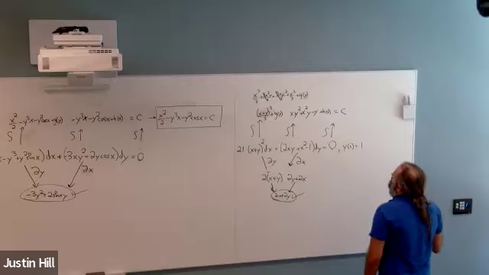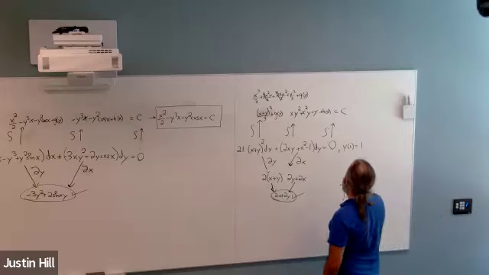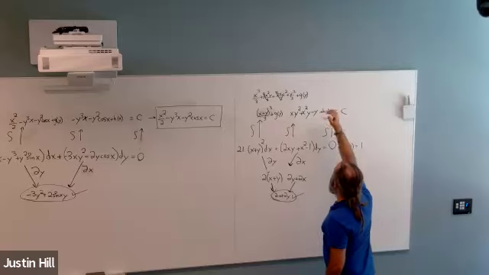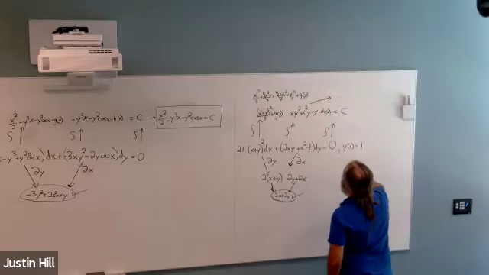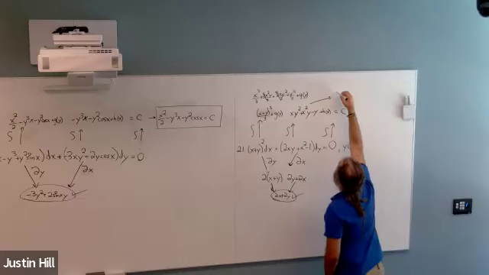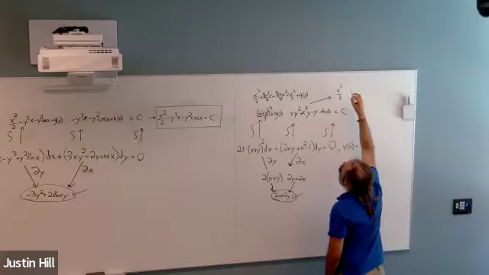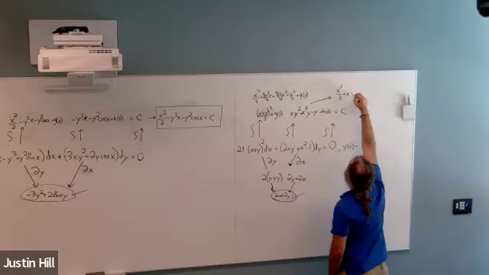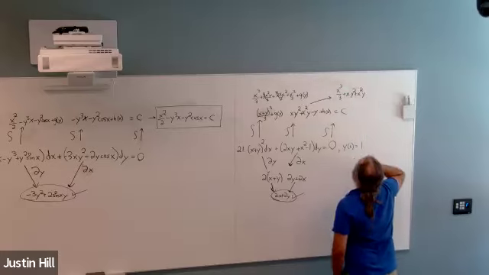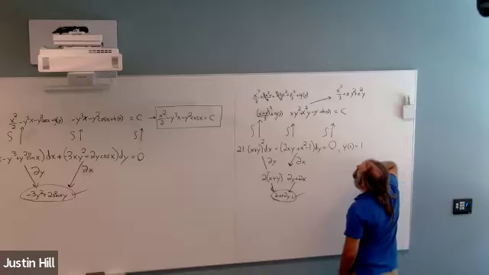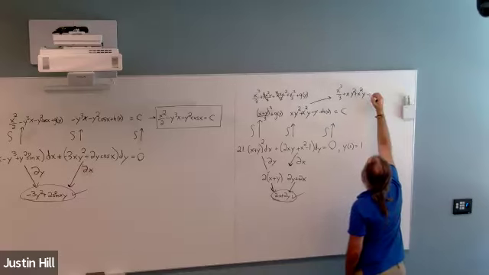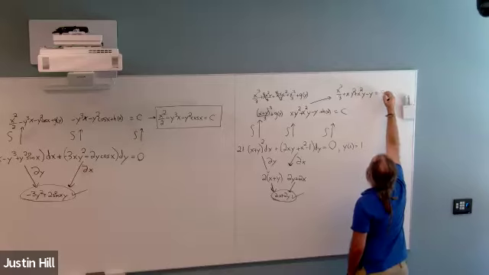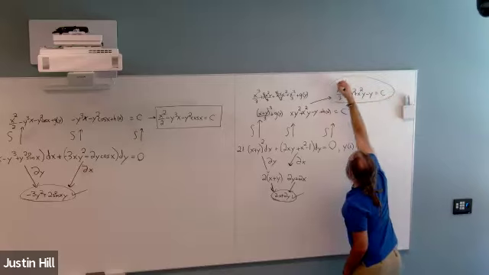Anyways, so what this all tells me, looking at these two, is that my overall solution is x cubed over 3 plus xy squared plus x squared y. What was the other one? Minus y, and all of that equals c. So this is my general solution.